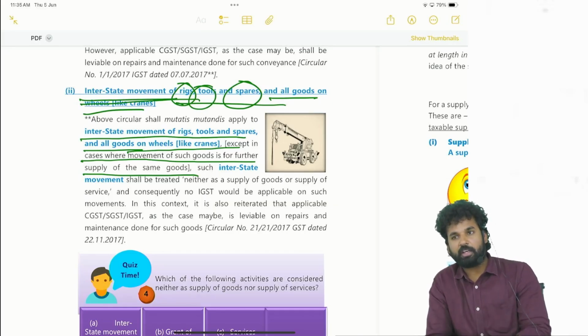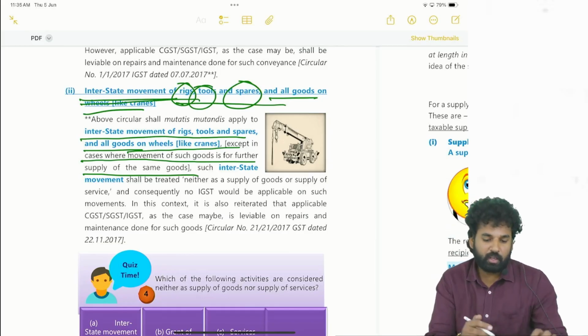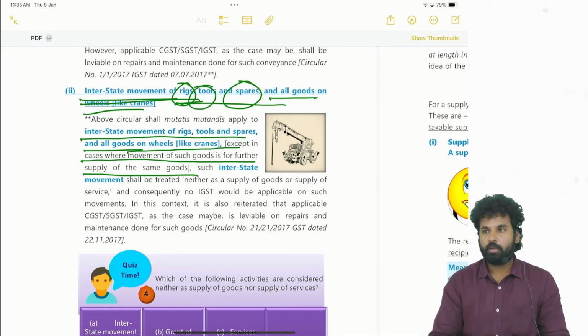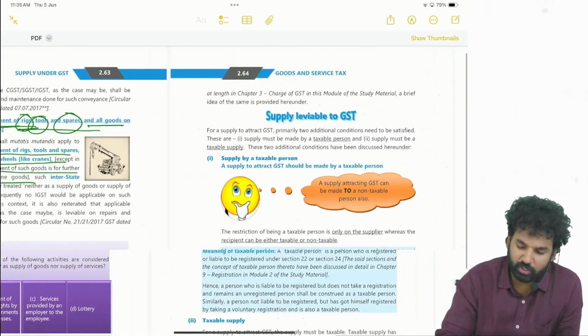But why is the car being moved from one place to another? For further sale, in order to sell the car to the customers in such location, so it has been transferred. If such movement is there, this is a supply. If it is for the purpose of repair, or for the purpose of carrying goods or passengers, then it will not be treated as supply. If it is a transfer or carrying of rigs, tools and spare parts, then also it is not a supply. Got this? Right, interstate movement.